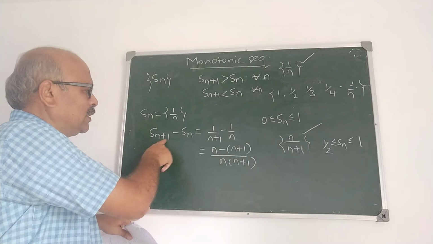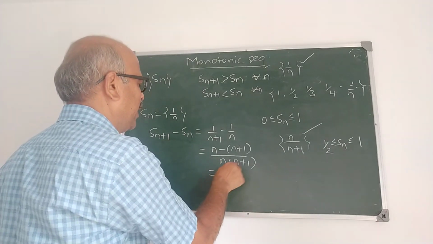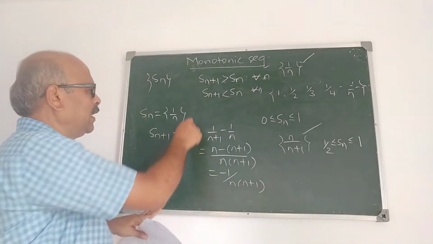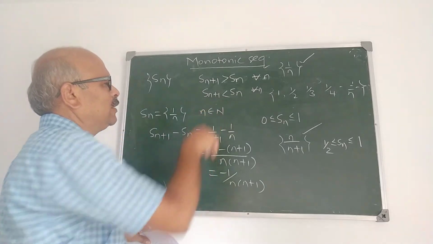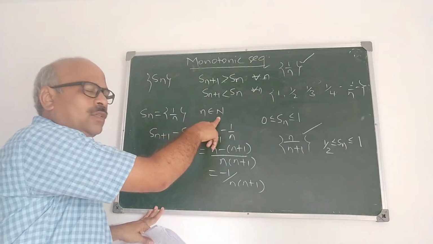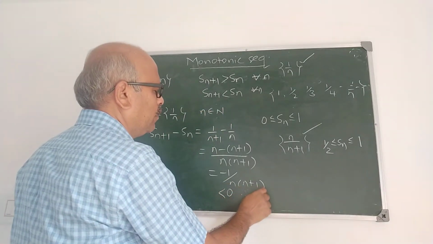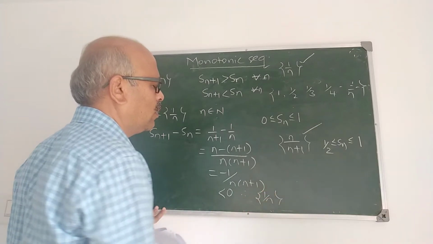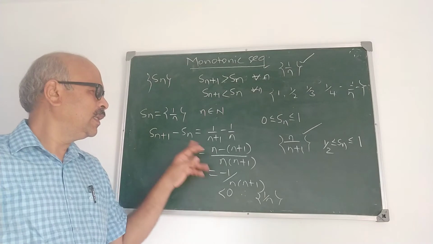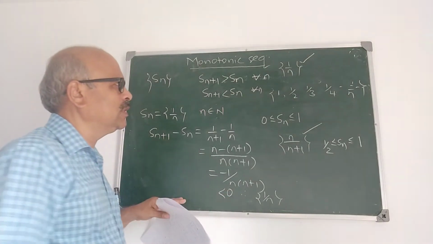To test whether increasing or decreasing, we consider Sn plus 1 minus Sn. So it is minus 1 upon n into n plus 1. What is n here? n is always a natural number because the domain is the set of naturals in a sequence. It is less than 0, therefore 1 upon n is monotonically decreasing, and strictly monotonically decreasing because it is less than 0.